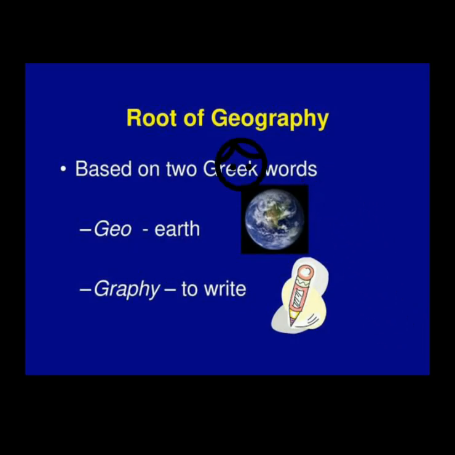So geography, my dear students, basically comes from two Greek words. Geography is an English word, but it is formed from Greek. Greek is a language that the people of Greece speak. So it comes from two different Greek words. The first one is geo, which means earth, and graphy, which means to write. So geography comes from the two Greek words geo and graphy, meaning earth and to write.